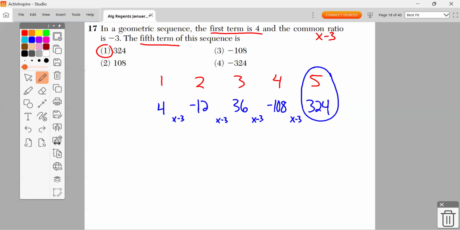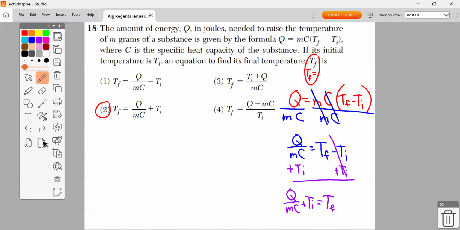Well, when you eventually get to that fifth term, it's 324. In question number 18, we are rearranging this equation that they give you for T sub F. We want to know what T sub F equals.